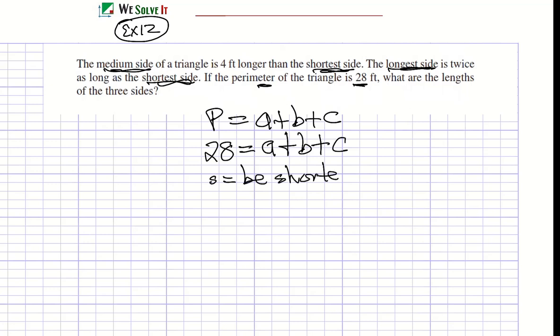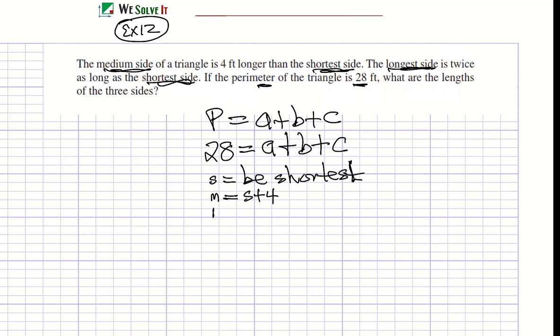Like we did in the previous problem. Okay, so then what are they talking about the shortest? Shortest compared to medium, what did they say? They say the medium side of the triangle is 4 foot longer than the shortest. So the medium is 4 foot longer, so that medium is S plus 4.